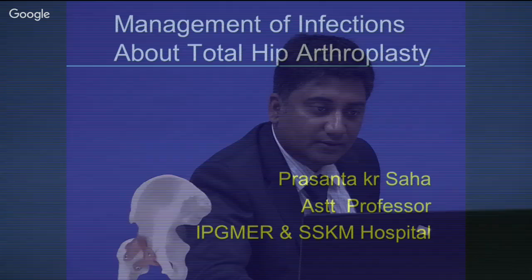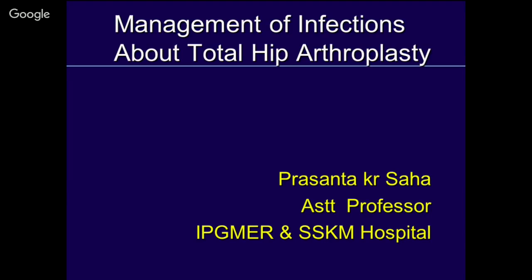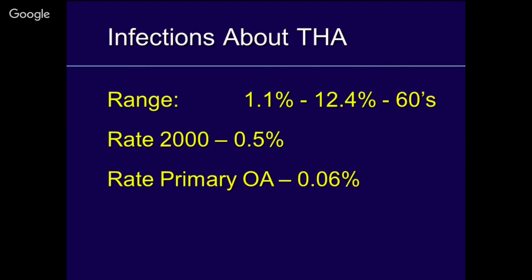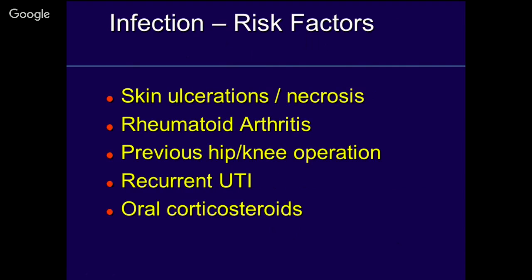That is the management of infection over total hip replacement. In 1960, the infection rate was 1.1 to 12%. In 2000, it is 0.5%, and in primary hospitals it is only 0.06%. So the infection rate is decreasing.